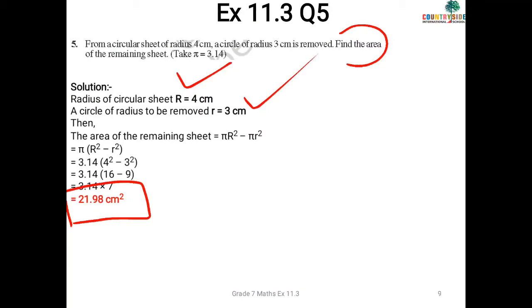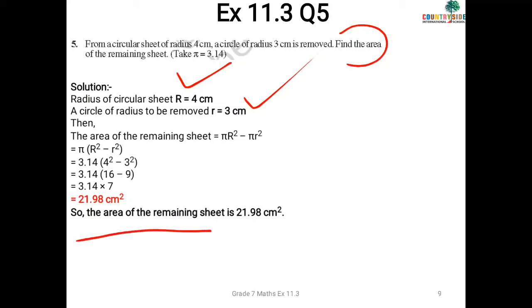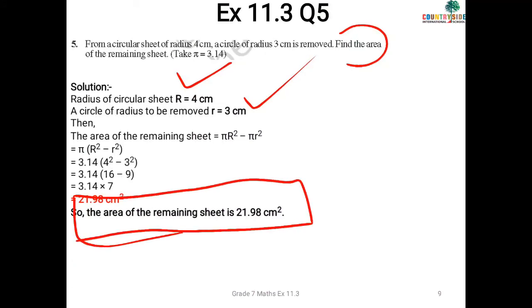Okay, and remember students, here you have to take pi as 3.14. It is given in the question already. If it is not given you can take 22/7, and if it is given then you compulsorily have to take 3.14. So in this way you will get the answer as 21.98 centimeter square. At the end you will write one statement that the area of the remaining sheet is 21.98 centimeter square.